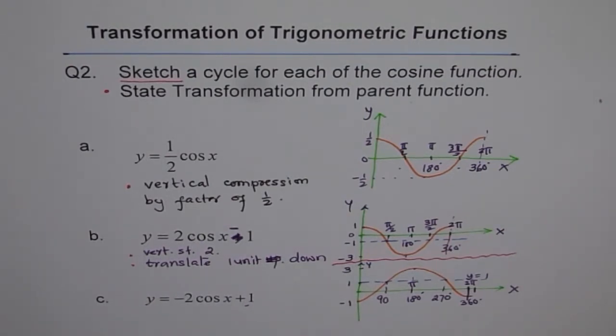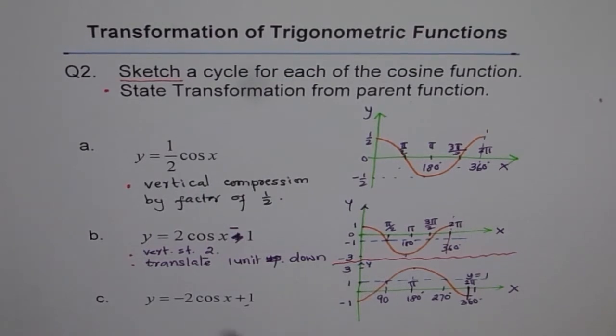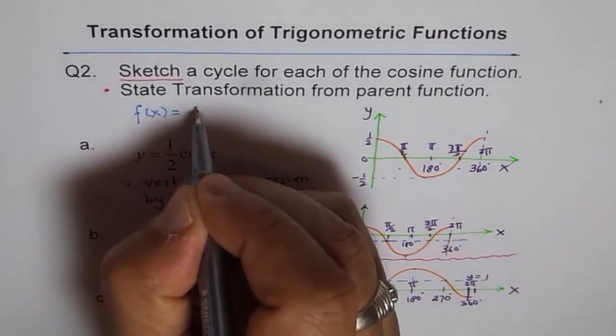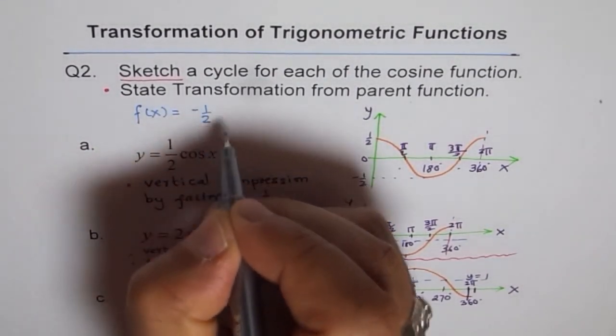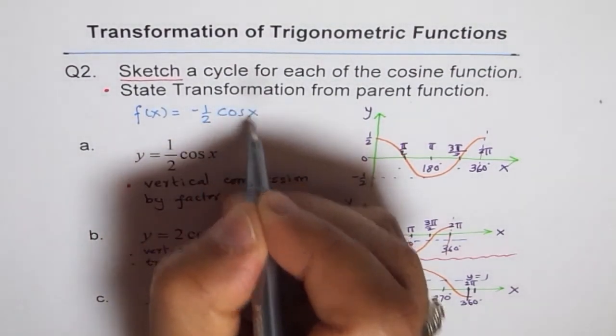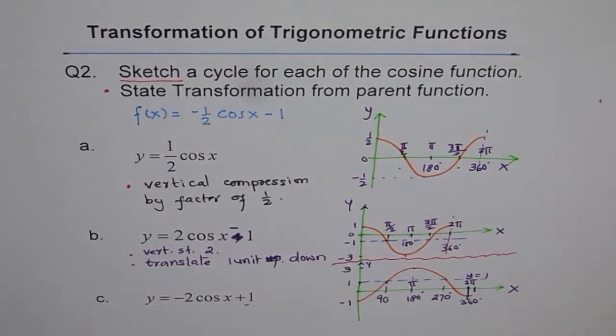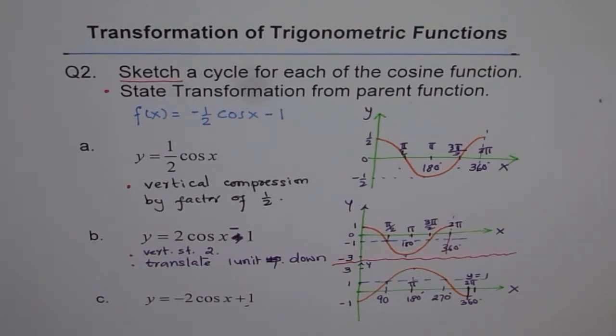To give you a problem to practice, what I will do is do the combination of these for you. So let the problem be f of x equals to minus half cos x minus 1. Okay, so try to draw this graph, and when you do graph of this, write down its domain and range, time period, okay, and if possible find zeros.